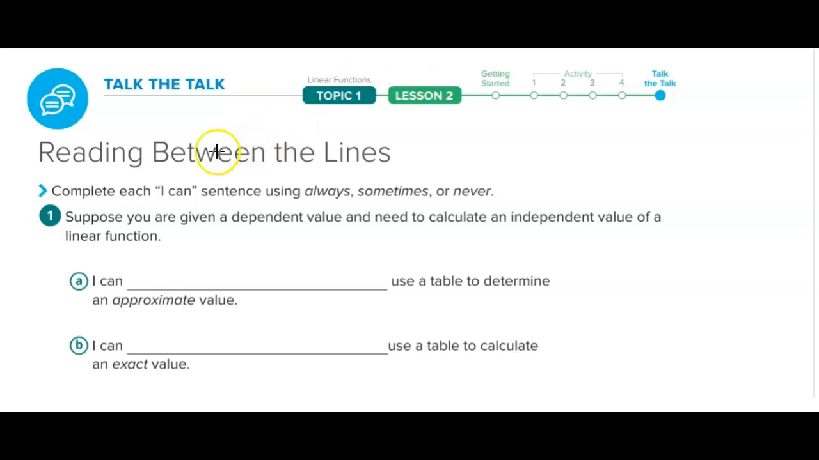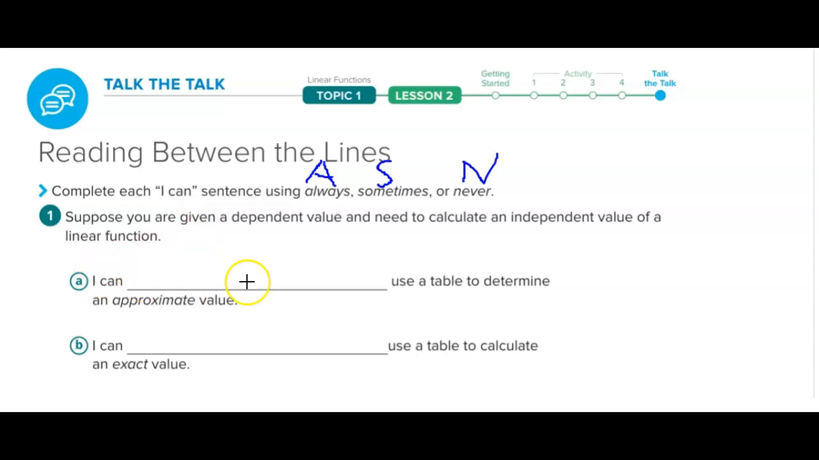In this section, what you're going to be doing is thinking about the advantages and the limitations of tables and graphs and equations. And for the purposes of this video, we're going to abbreviate. So always is going to be A, sometimes is going to be S, and never is going to be N. So you may not agree at first, but then think about each statement and see if you can figure out why a statement might be always true, sometimes true, or never true.